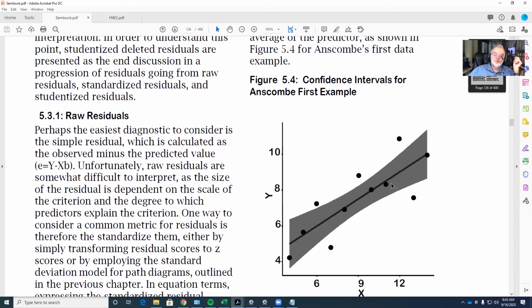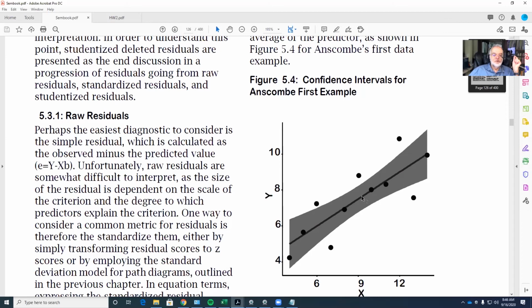If you're thinking about your data graphically, this is the first data set. We might also add this thing called the confidence interval for the individual predictions. You'll notice that it has this rather pleasing hourglass form: the farther you get away from the mean of X and mean of Y, the larger the confidence interval becomes.